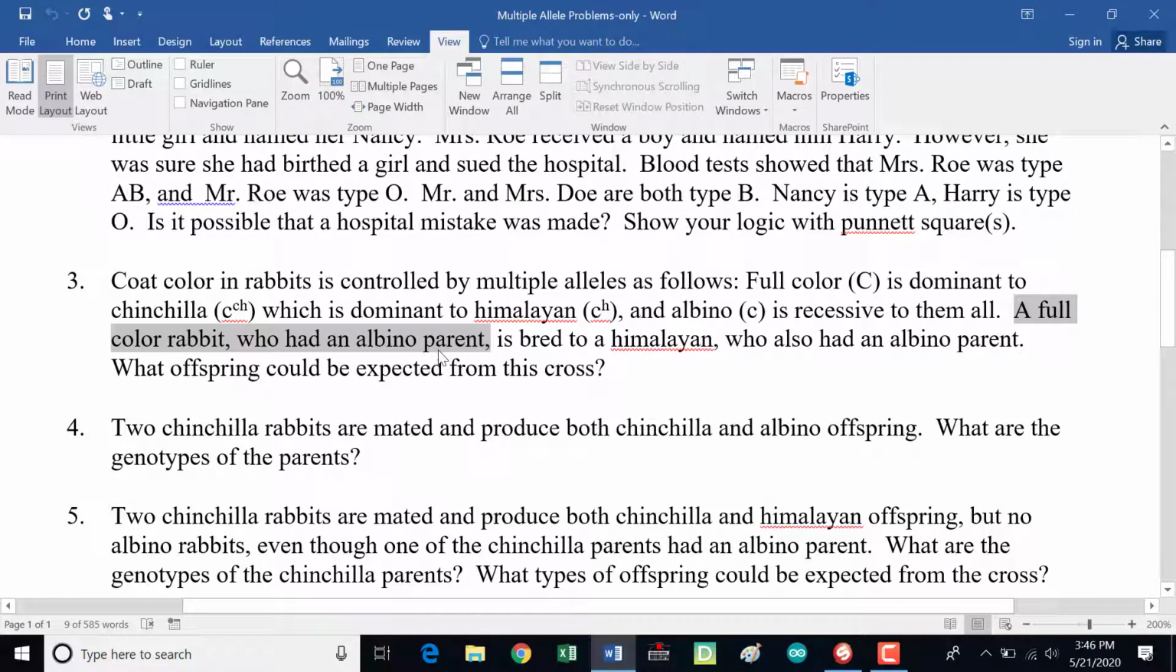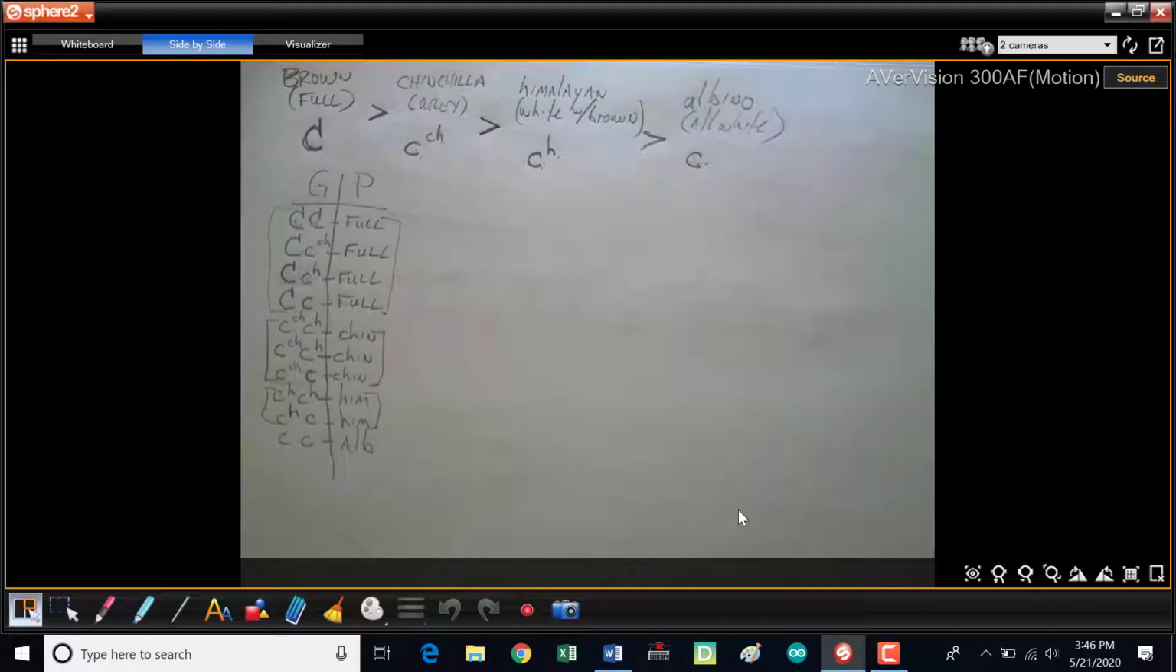Seems like I might need to use a bit of a pedigree here to figure something out. Is bred to a Himalayan who also had an albino parent. So let me write that down over here in my pedigree type. Now, one thing about pedigrees is usually you shade in one phenotype and leave the other unshaded, but we can't really do that because we have 4 different phenotypes here: full color, Himalayan, albino, and chinchilla. So we need 4 different shadings. So I'm not going to do that. I'm going to actually just write inside of their little figure what they are.